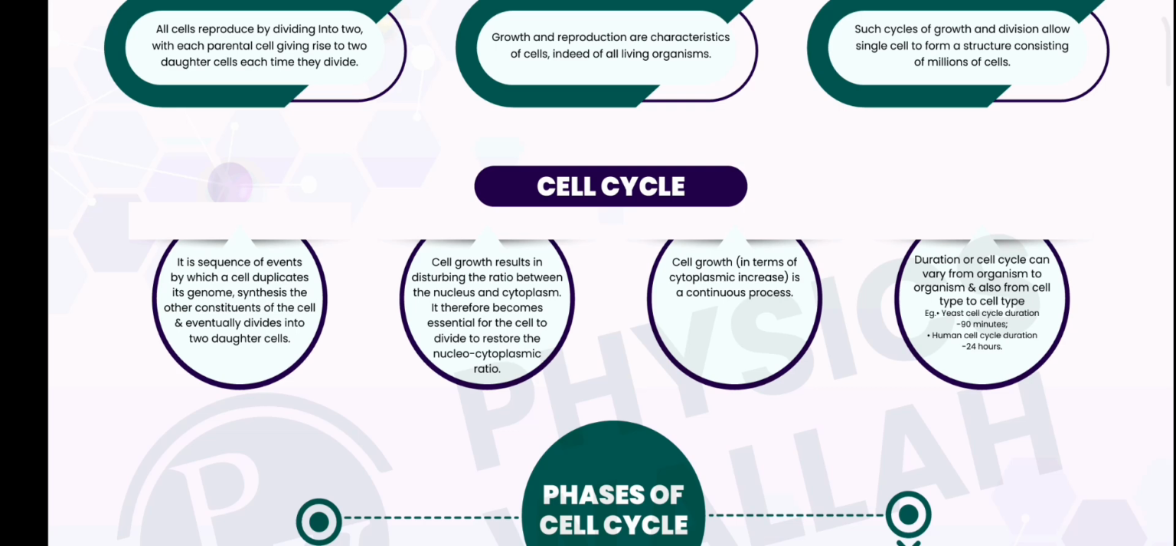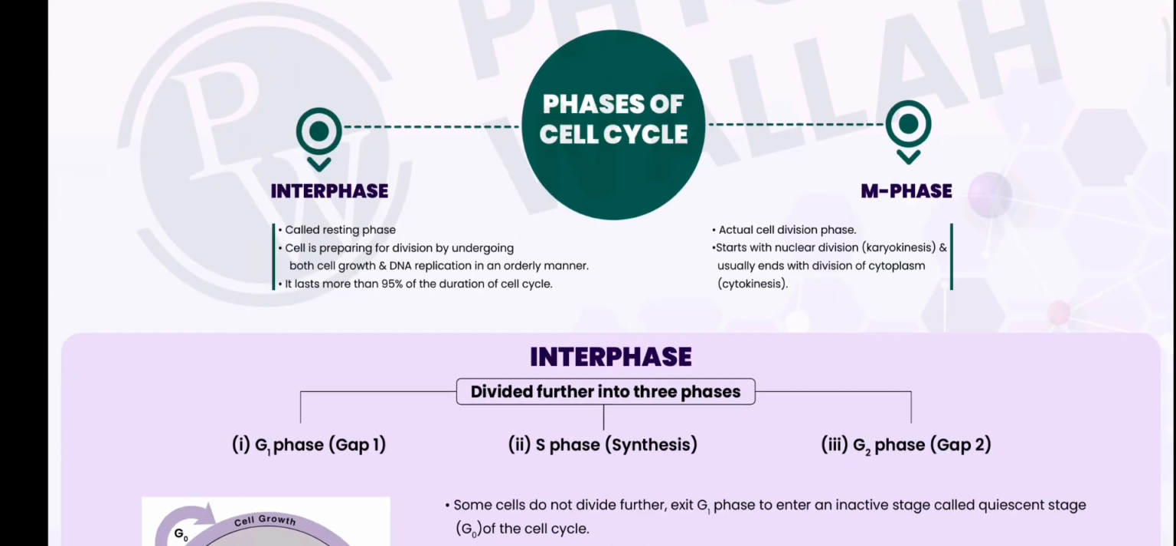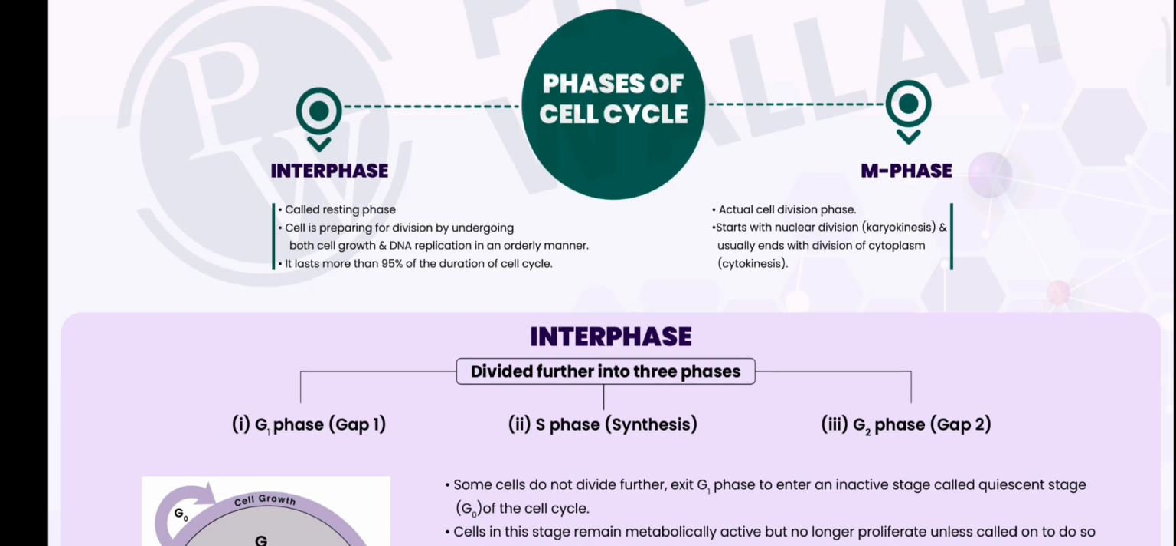Duration of the cell cycle can vary from organism to organism, and also from cell to cell, depending on the type of cell. Yeast cell duration is 90 minutes, human cell duration is 24 hours. Phases of cell cycle: interphase and M phase.